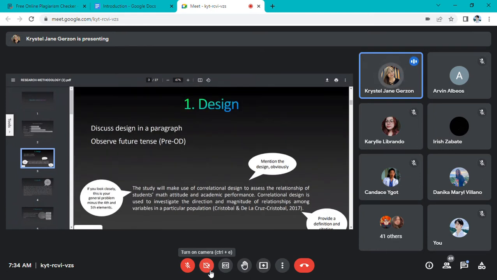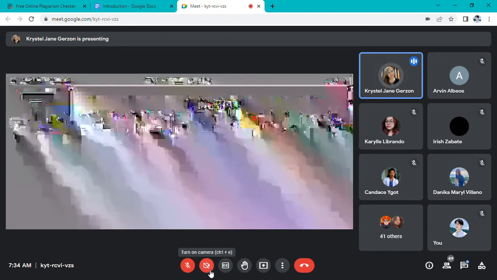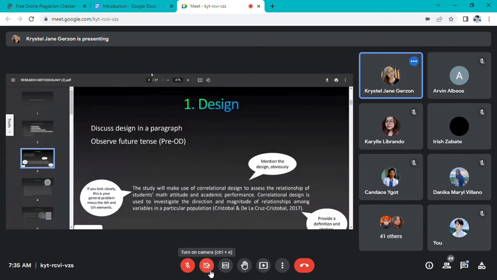Now, please take note that when you write your research methodology, it should be in future tense. Do we copy? Guys, please put in your notes that when you write your research design, it should be in future tense, because we have not yet conducted the study, so everything here is just a plan. It has not happened yet.